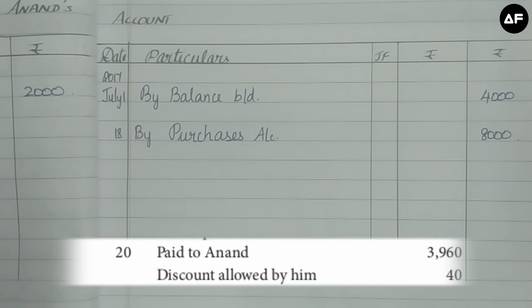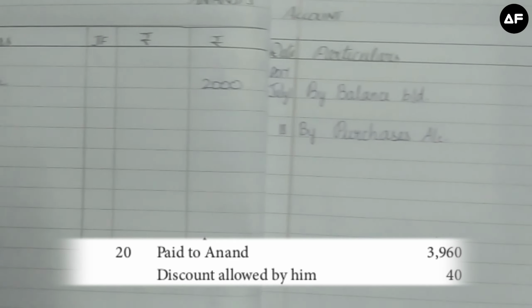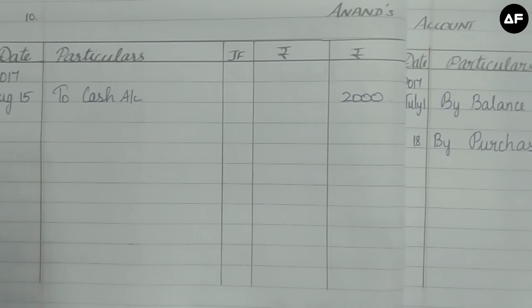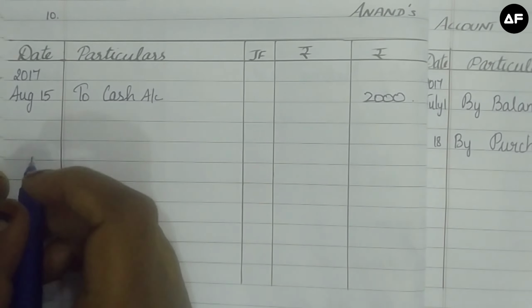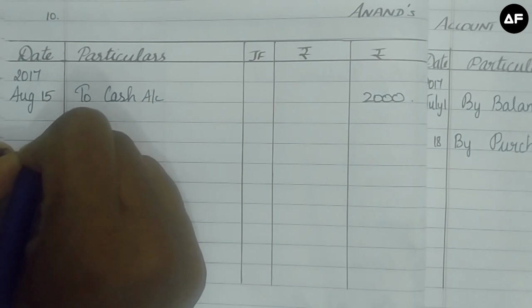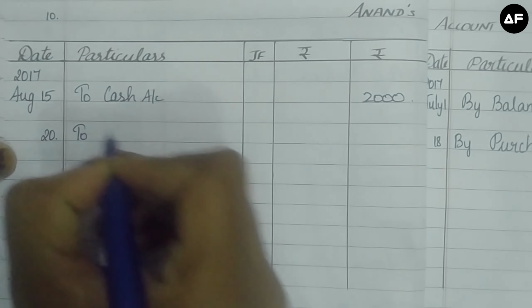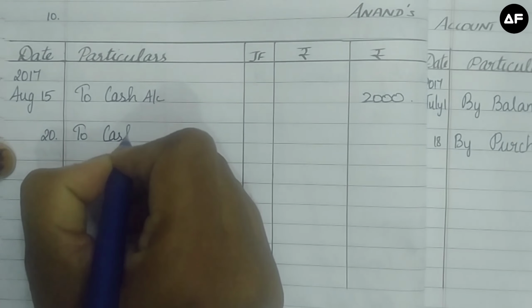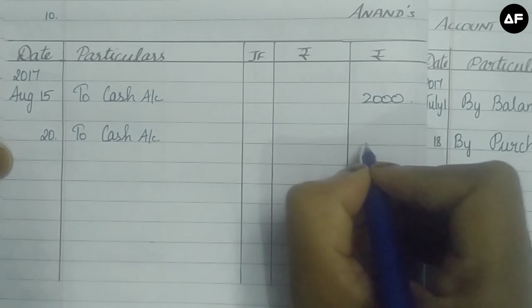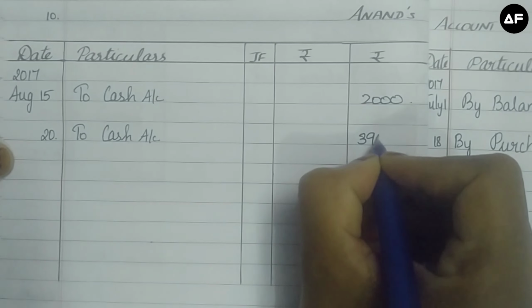So we are paying Anand. Therefore, cash is going out and Anand is receiving the cash. Therefore, Anand account debtor to cash is the original entry. We'll deal with the discount later on. First, we'll record the cash. So this is happening on the 20th. So to cash account, we are paying only 3,960.